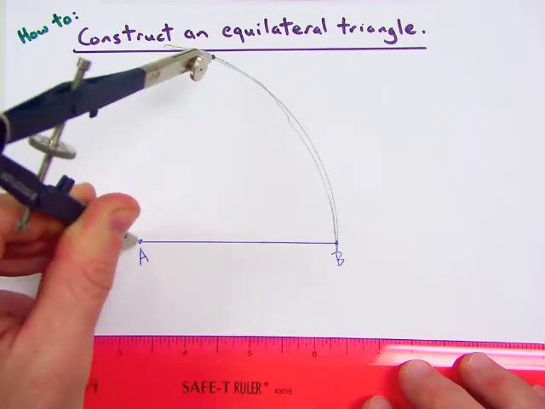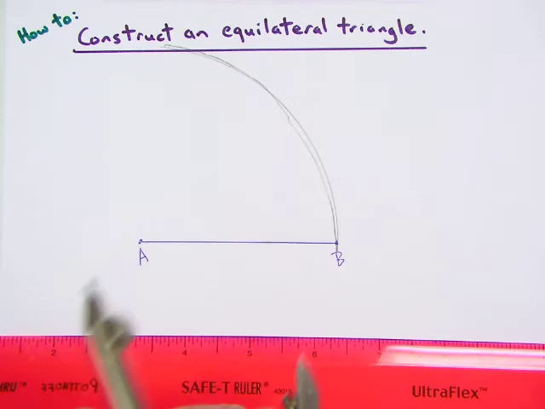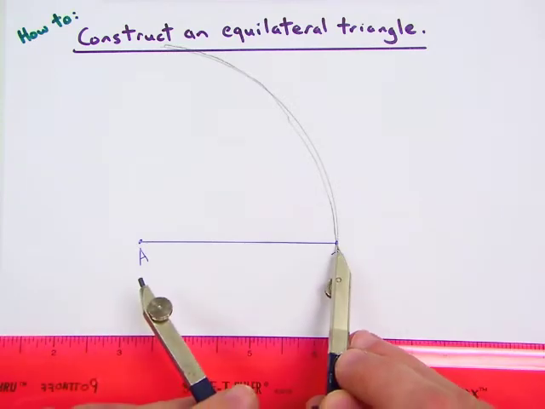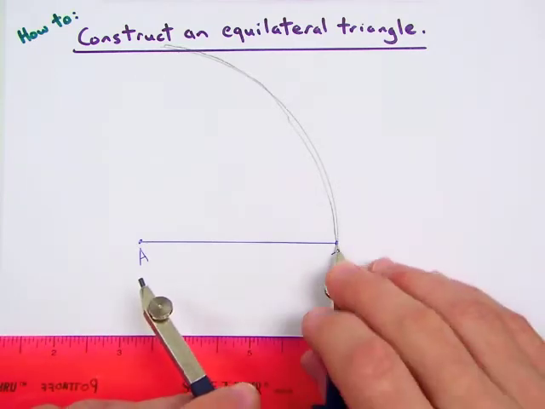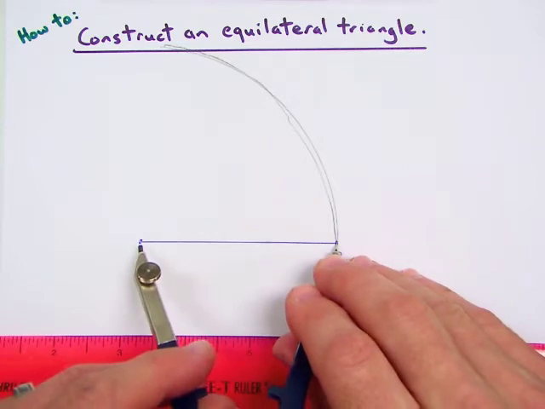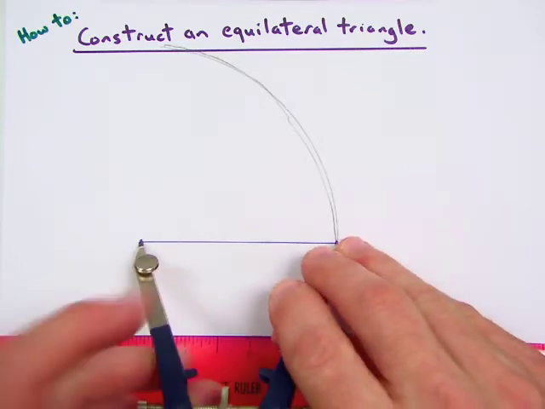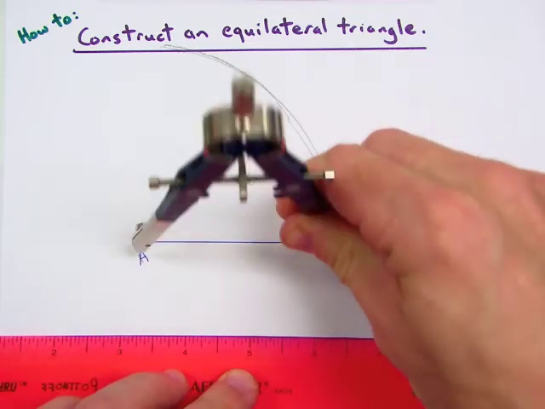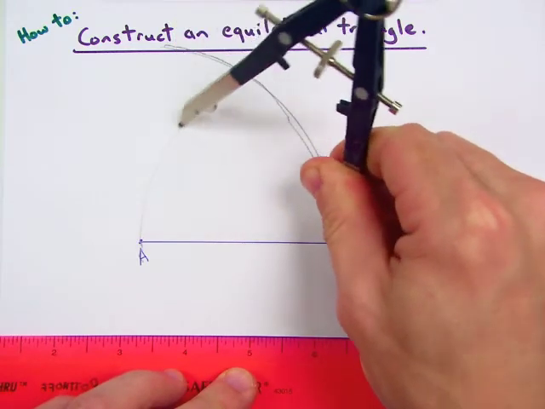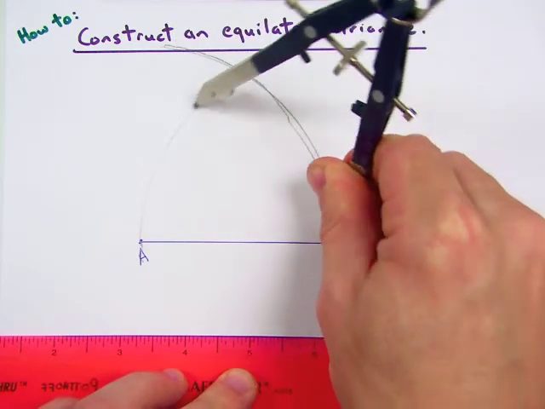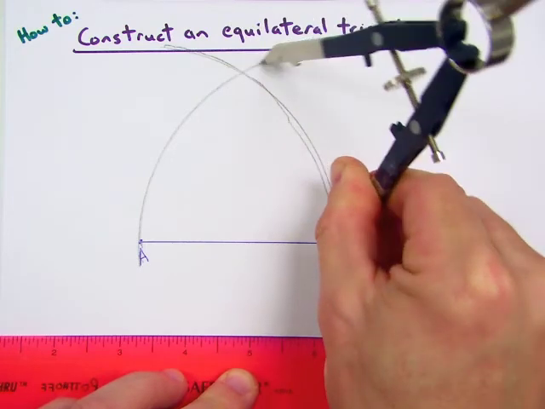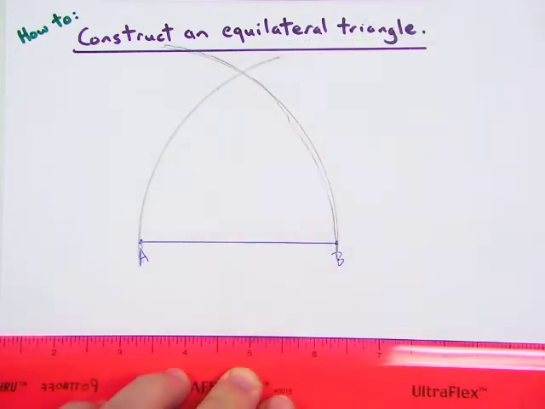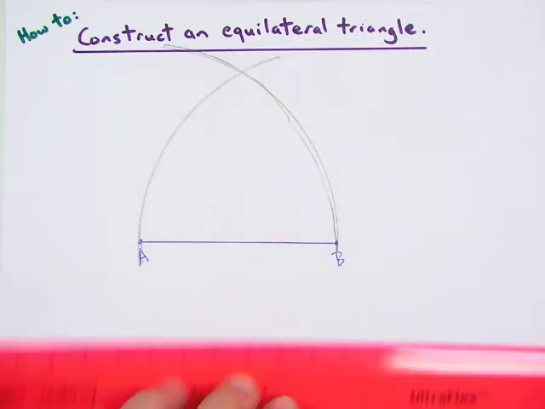Next, take that same angle measure from point B. Put the point on point B. You should still have the length of AB. And draw another arc through A so it intersects the first arc you made.